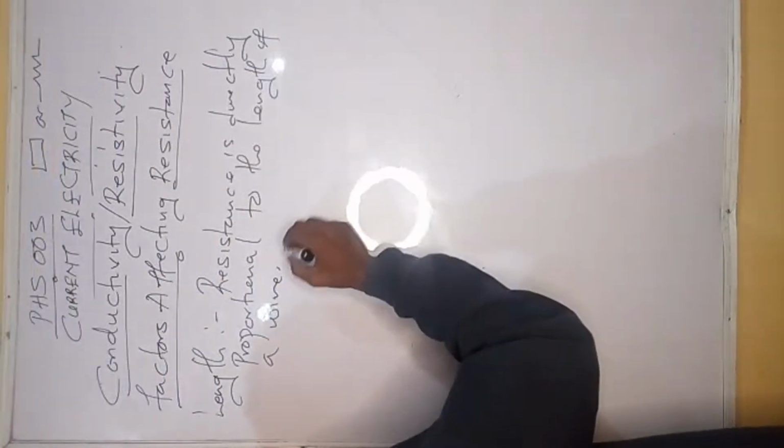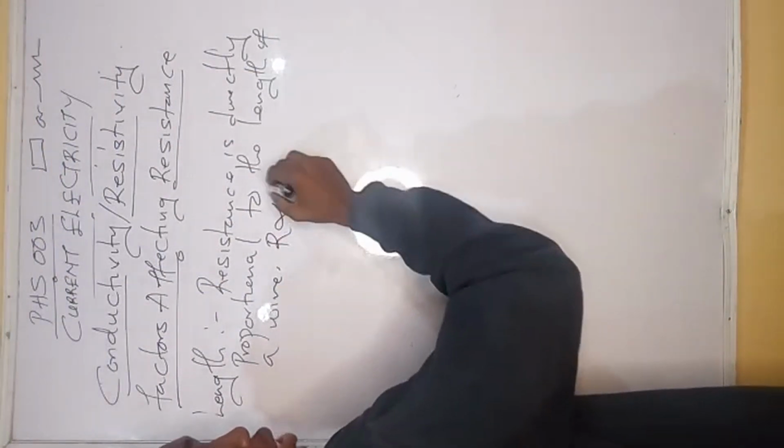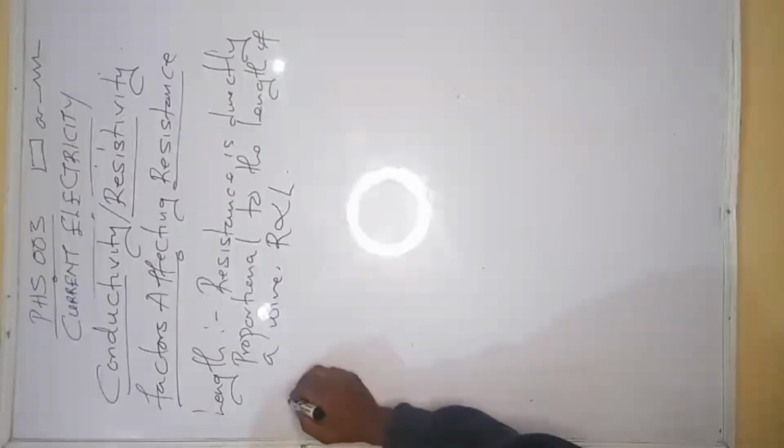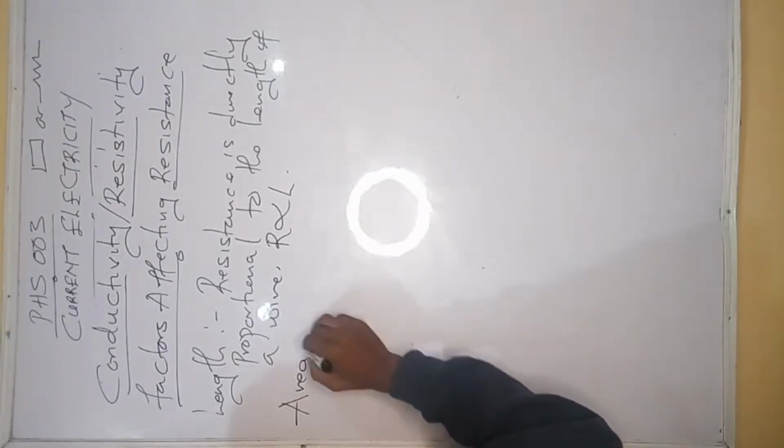So we talk about length. We're saying resistance is directly proportional to length. Another factor that affects resistance is area.